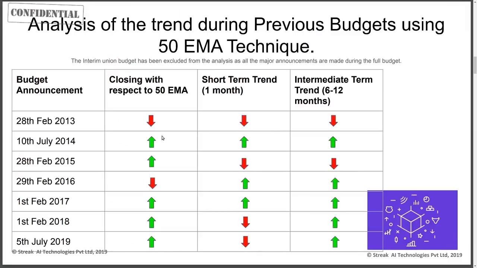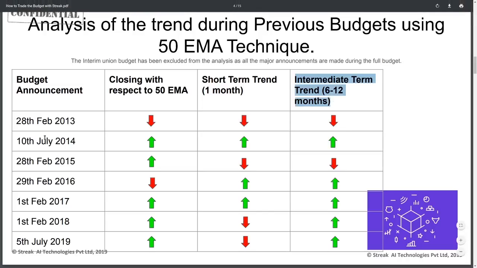So let's look at this. Historically, we have taken data from 2013 till 2019. The budget was announced in Feb 2013 and the closing price that day was below the 50-day exponential moving average. And the trend continued for the short term. That means after 1 month also the price fell after that budget announcement, and after 6 to 12 months also the price was down. This is in 2013.